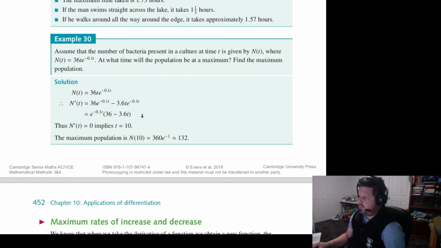When this is equal to 0, either this part has to equal 0 or this part has to equal 0. Obviously, for this part to equal 0, it implies that time has to be equal to 10, because 3.6 times 10 is obviously 36. 36 take away 36 is 0. So we've discovered it implies t equals 10. What you can then do is plug that into the original equation and find out what the maximum volume is. So n, when we substitute in 10, is 360e to the power of negative 1, which is approximately 132.